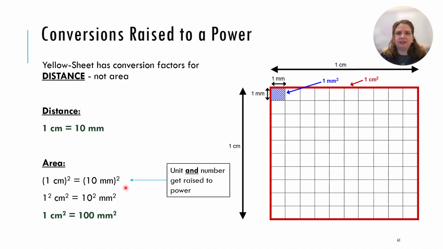If you are using distance conversion factors for area, you need to square the unit and the number. Think of the unit and number as being in parentheses. Exponents outside the parentheses get distributed in based on the power rule of exponents. If you are using distance conversion factors for volume, you would need to cube the unit and the number. If you see a number written like 100 millimeters squared, the squared only applies to the unit.